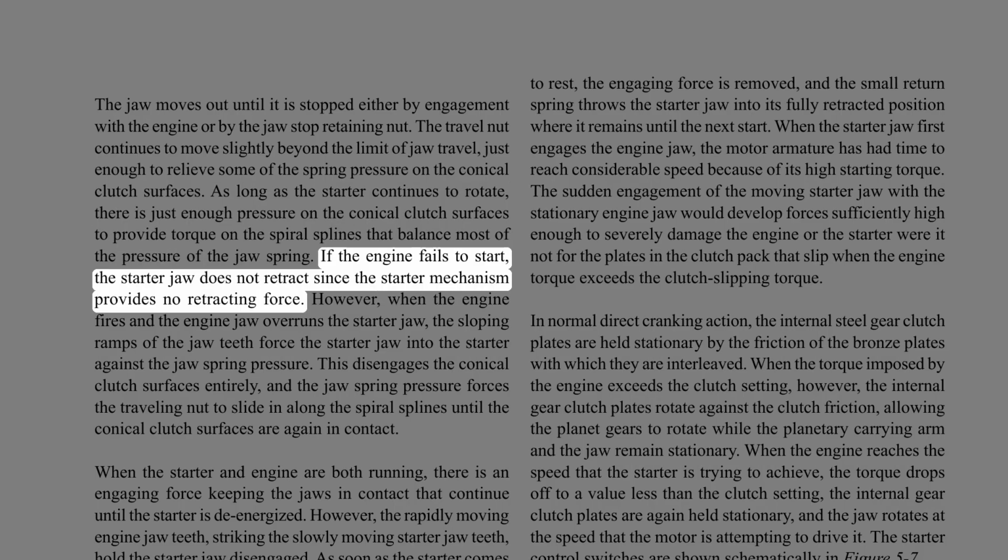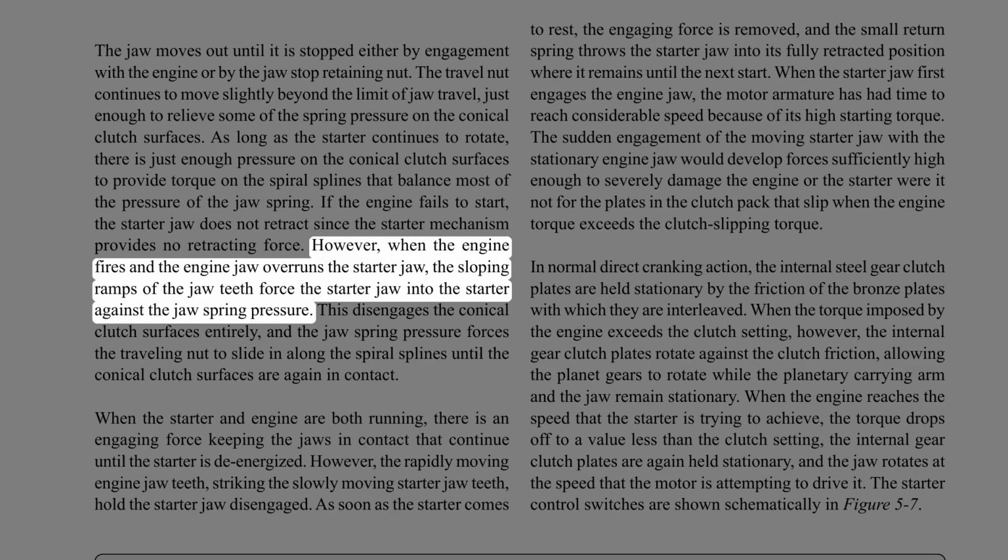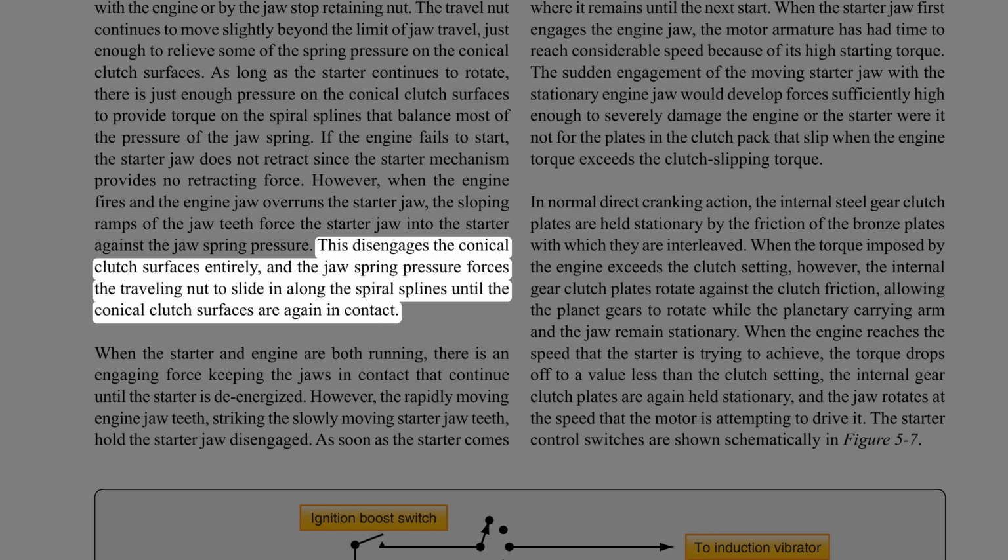If the engine fails to start, the starter jaw does not retract since the starter mechanism provides no retracting force. However, when the engine fires and the engine jaw overruns the starter jaw, the sloping ramps of the jaw teeth force the starter jaw into the starter against the jaw spring pressure. This disengages the conical clutch surfaces entirely, and the jaw spring pressure forces the traveling nut to slide in along the spiral splines until the conical clutch surfaces are again in contact.